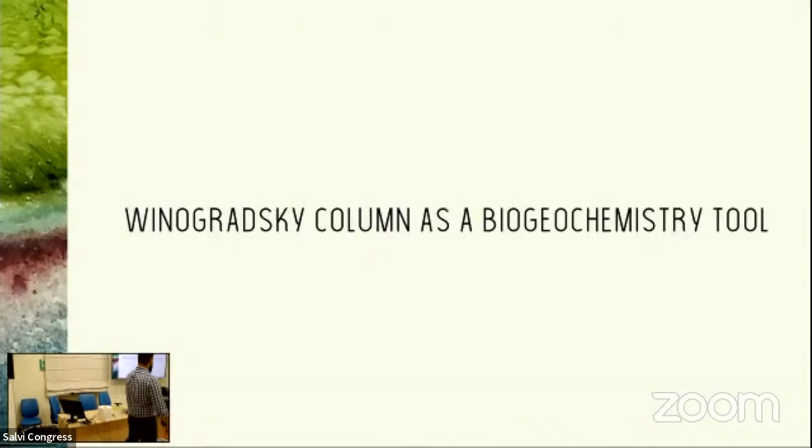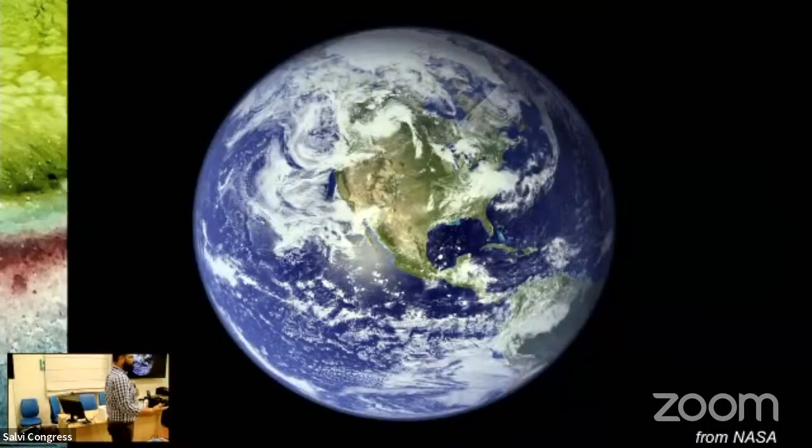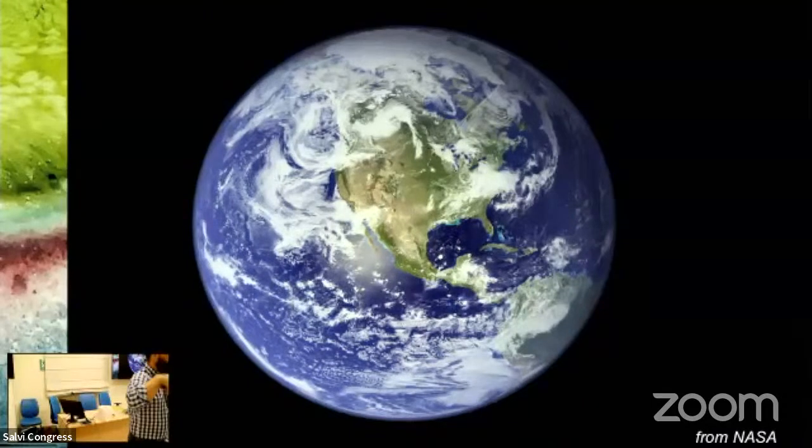So what is a Winogradsky column and why do we like it? If you think about it, our planet is essentially a closed system, with the exception of photons coming from the sun, so energy coming from the sun, a very small amount of matter that we lose to space every day, which is hydrogen and helium, mostly, and then a very, very tiny amount of matter that comes in the form of stardust and asteroids or anything coming from space.